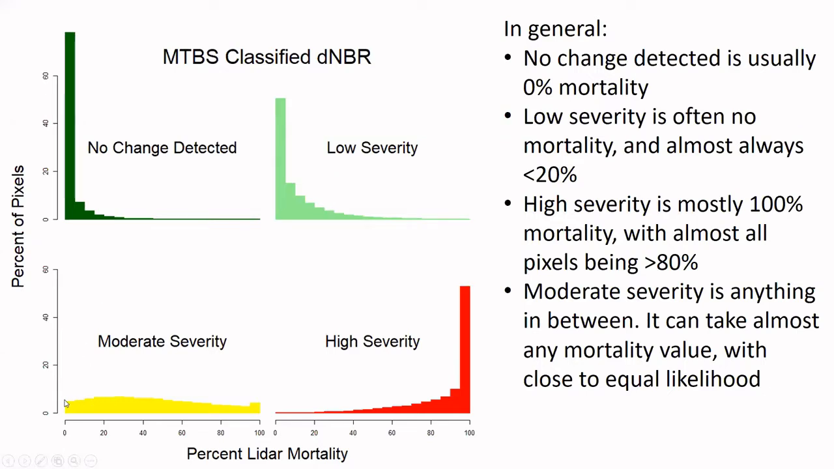And the real interesting result, I think, is moderate severity can take on basically any value in terms of percentage mortality. It can go all the way from 0 up to 100. And I think that over the next few slides, I'll be able to pose some guesses for why that is.